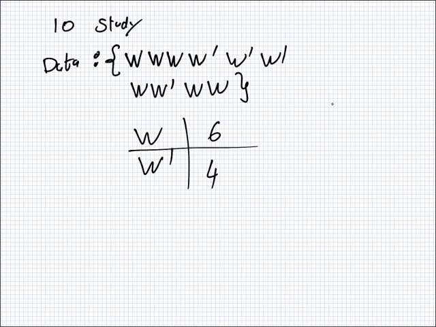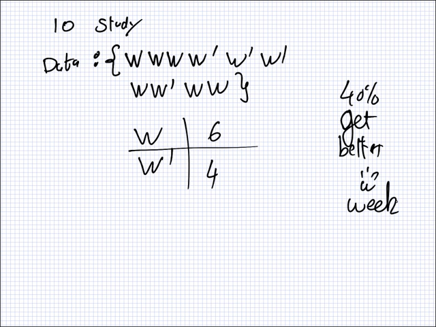So perhaps in normal life we'll say 40% of people get better naturally in a week. So 40% get better in a week. Now that I've said that, do you think this data is supporting the hypothesis that the drug is helpful or not?